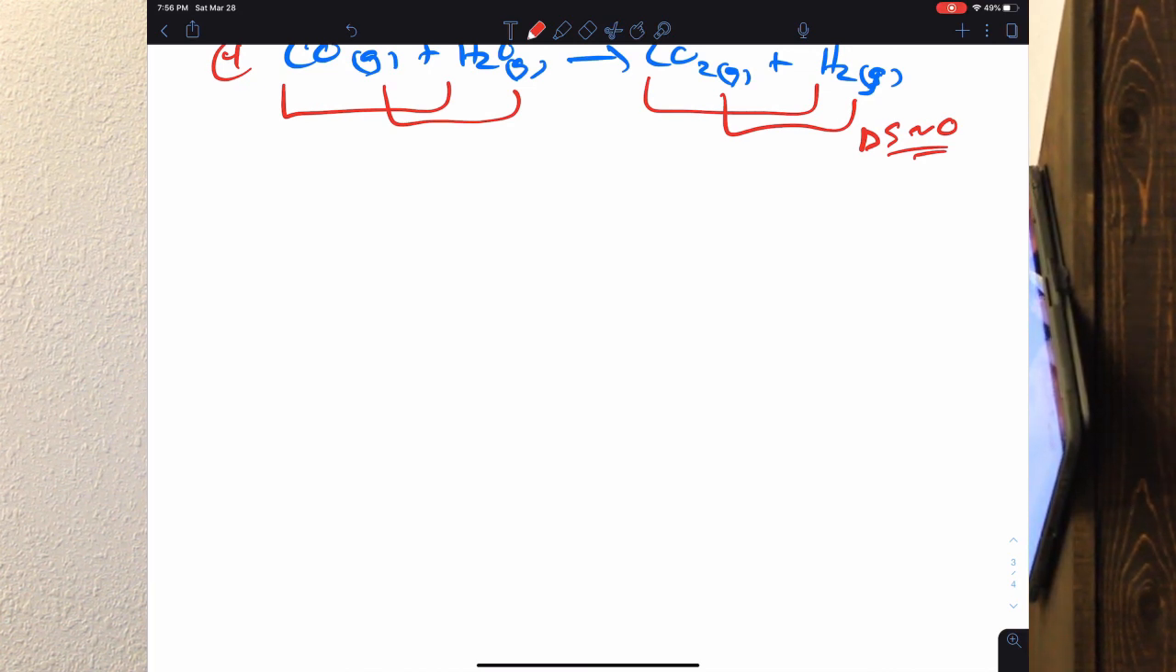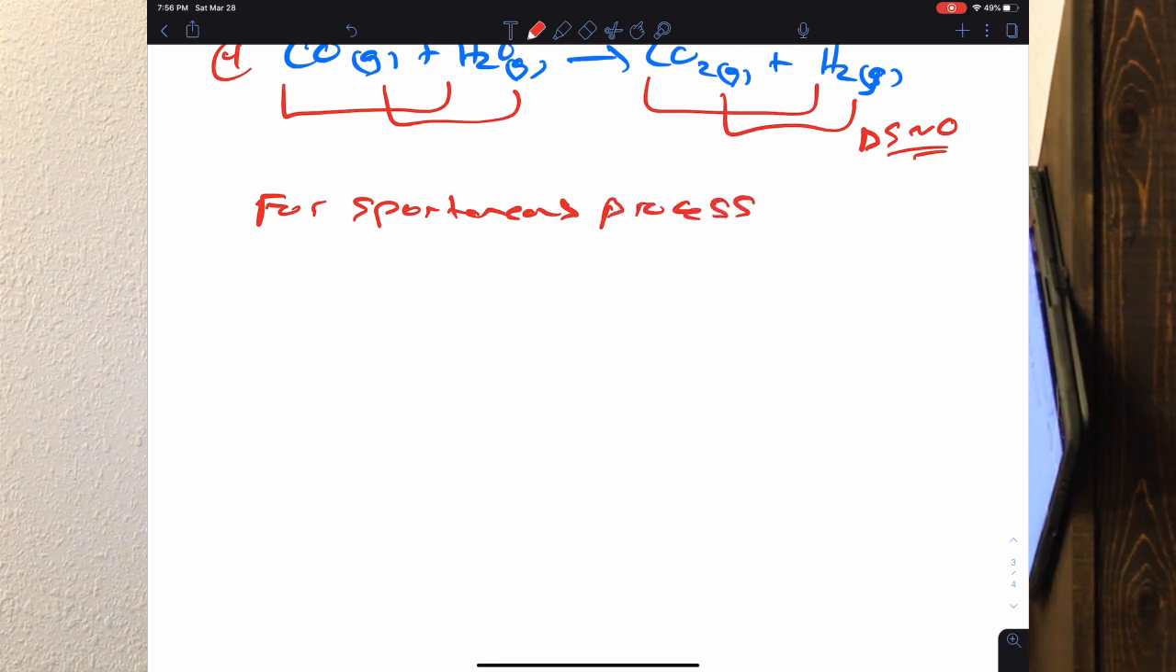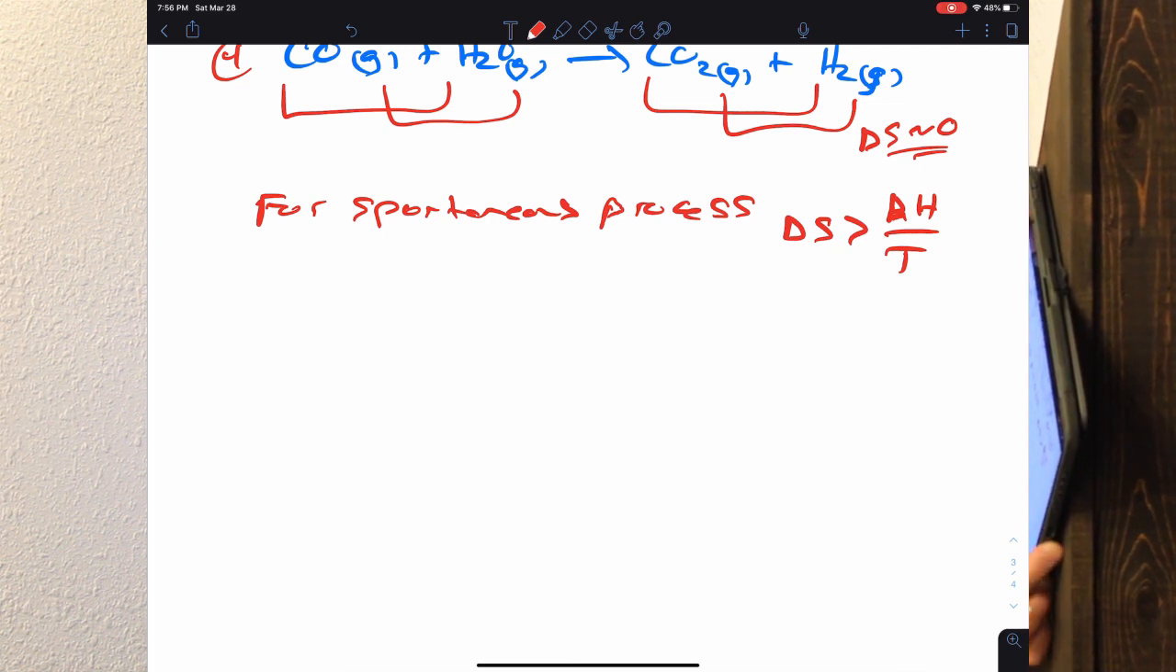Okay, so for a spontaneous process, if we relate entropy to heat, the change in entropy is greater than delta H over T. We're not going to derive that equation, we'll just have to know how to use this equation.